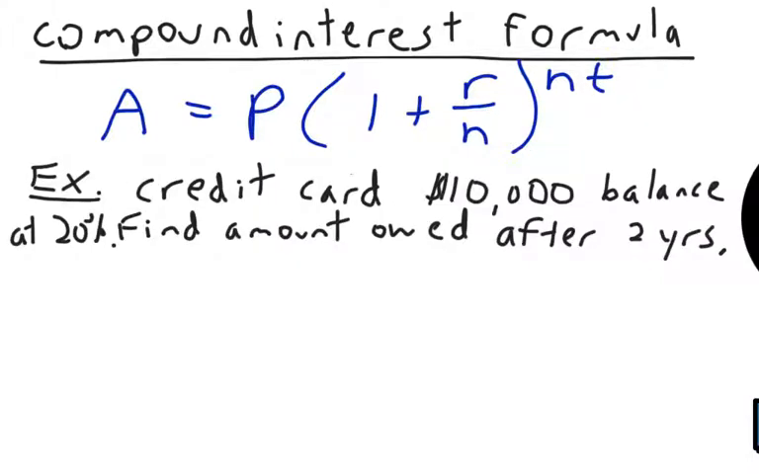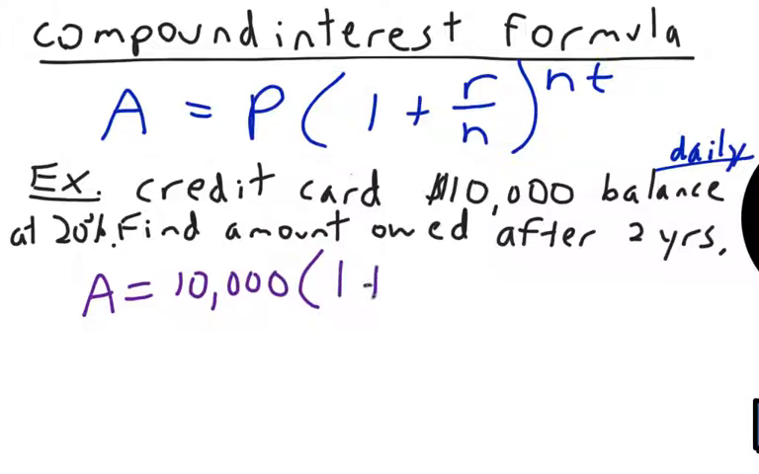Alright, let's apply what we just learned. Your example is a credit card, same situation, $10,000 balance. At 20%, find the amount owed after 2 years. And remember, credit cards are calculated daily. We don't know our final amount, so that's A. What's our principal? Well, we started out with 10,000. 1 plus, what's our rate? 20%, so that would be 0.2 as a decimal.